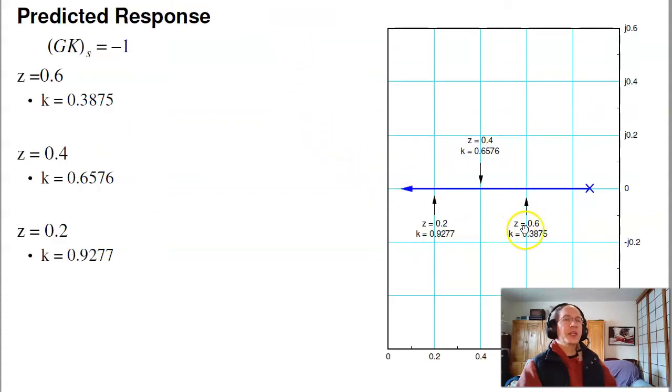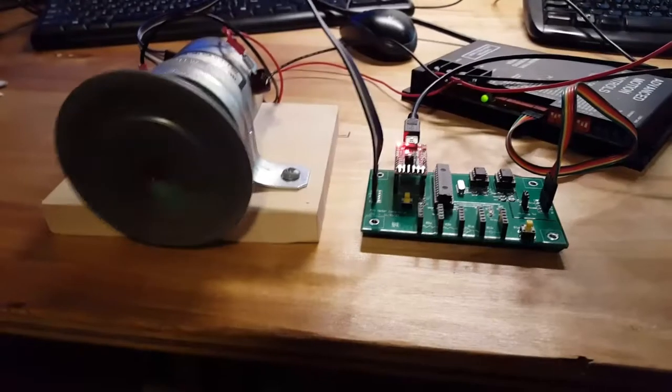If I look at the root locus, it's actually kind of simple. I've got a pole at 0.88 in the Z-plane. As I increase k, that pole shifts left, meaning that for k equals 0.38, I have a pole at 0.6. As k increases, the pole shifts from 0.4 to 0.2. Let's try that in hardware.